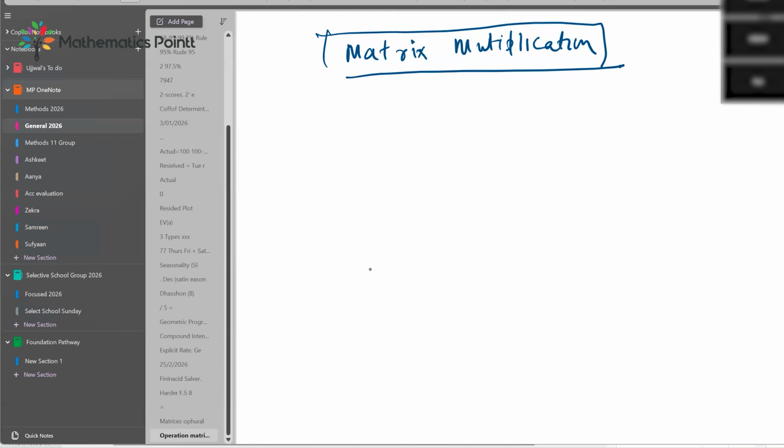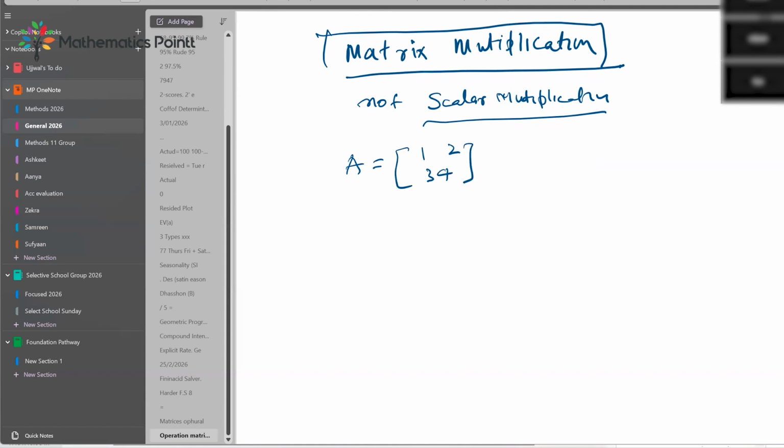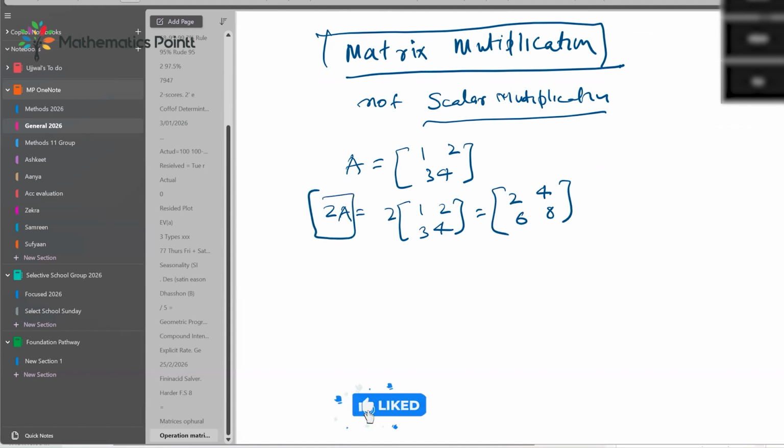Now, matrix multiplication is not scalar multiplication. Remember that. When I say scalar multiplication, if I have a matrix A, 1, 2, 3, 4, and I say 2A, that means I'm multiplying the whole matrix by 2. This is 2, 4, 6, 8. This kind of multiplication is called scalar multiplication, when I am multiplying a number with the matrix itself.